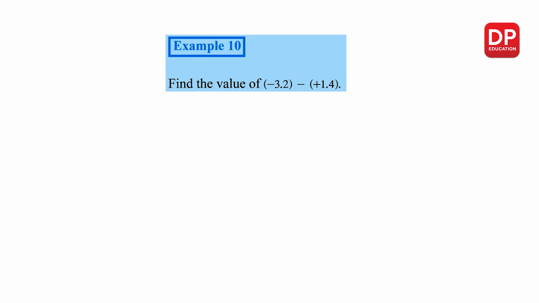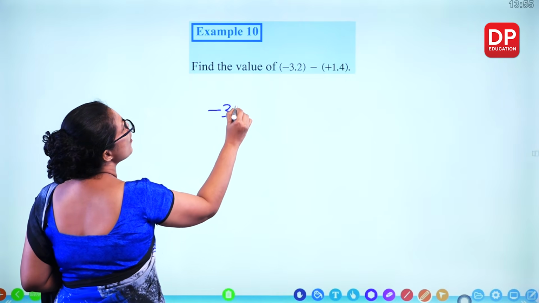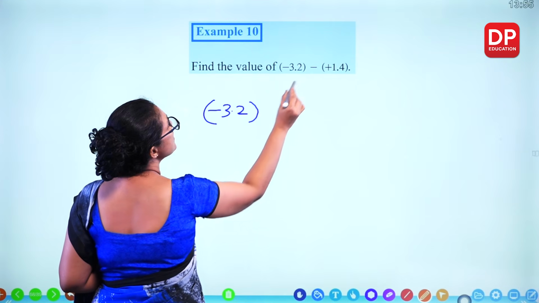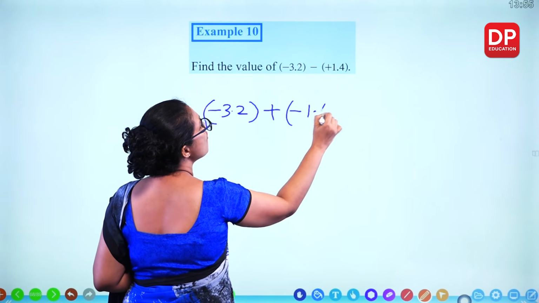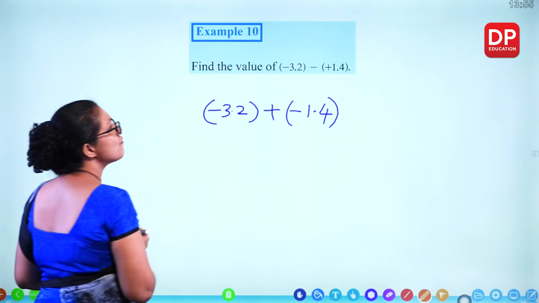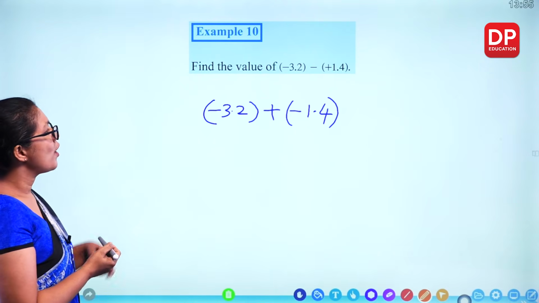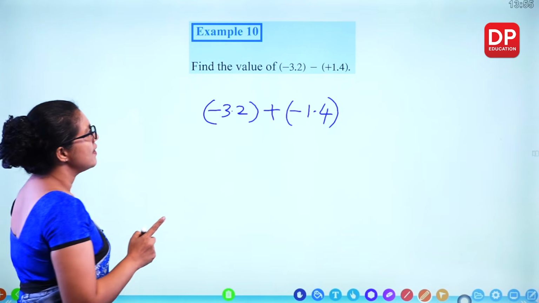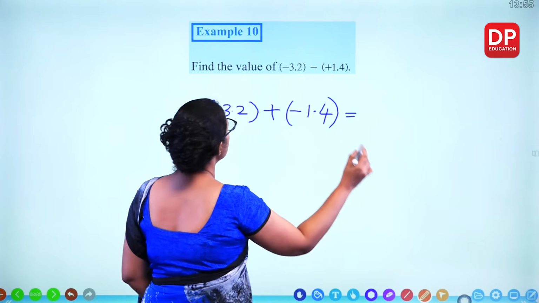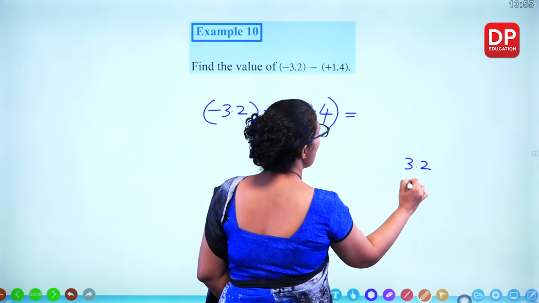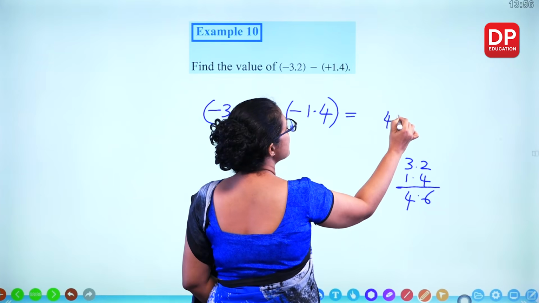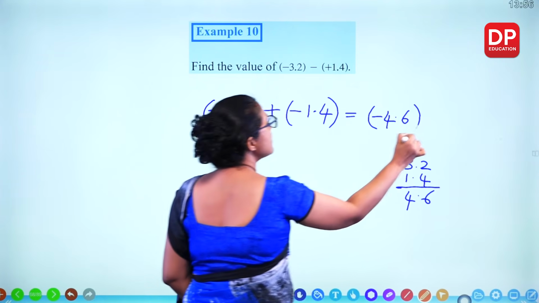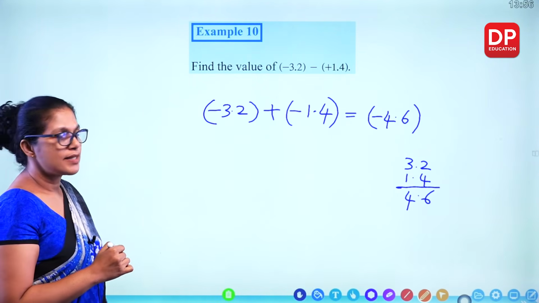Example 10. Minus 3.2 minus plus 1.4, I can write plus of the additive inverse of plus 1.4, that's minus 1.4. Now both negative. Negative means adding. So 3.2 and 1.4, just add it. You get 4.6, but both negative means the answer also negative.